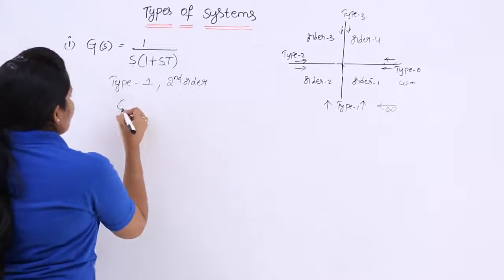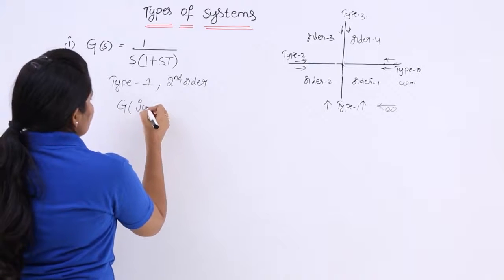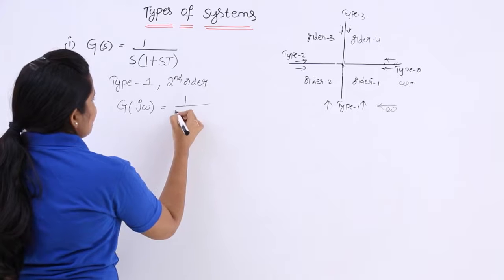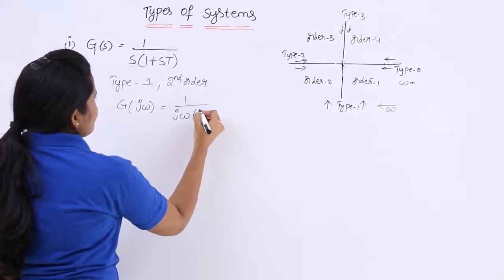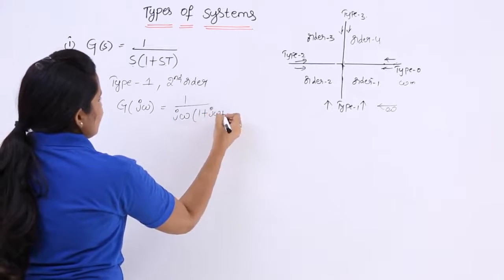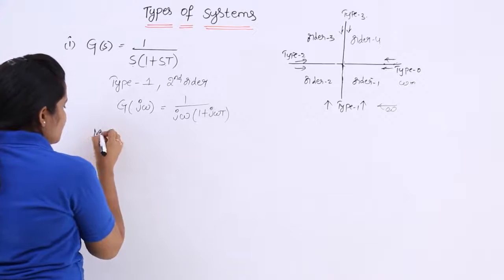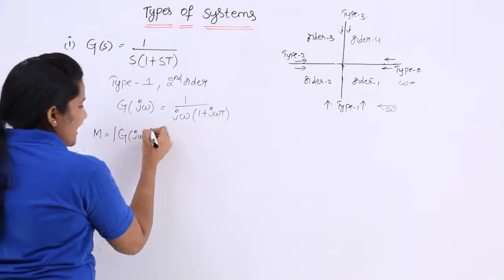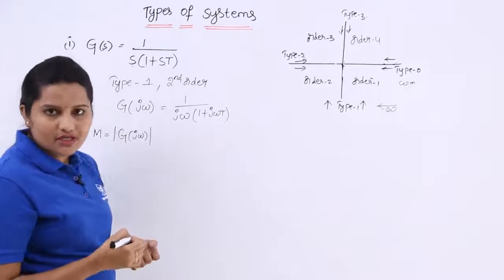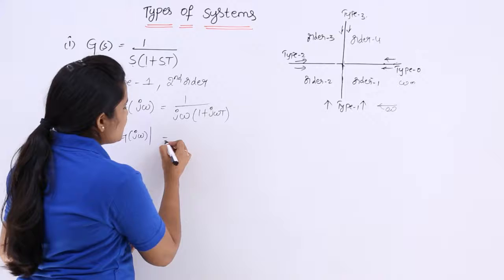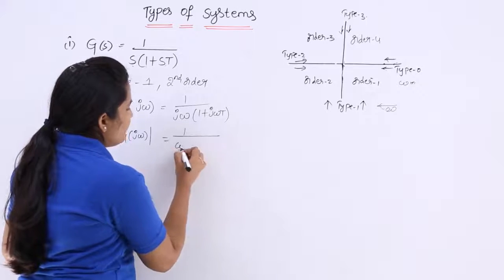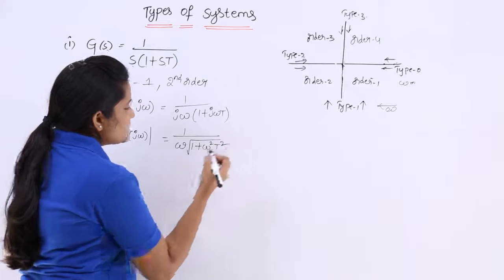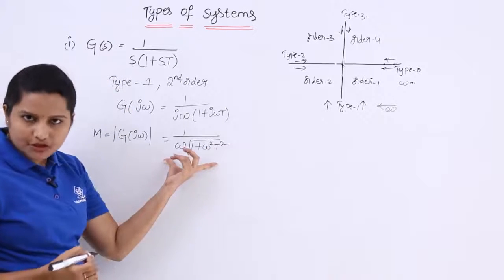For my purpose I am going to consider s equal to j omega, replacing s with frequency. So we have j omega into (1 + j omega T). Now, to find the magnitude, the modulus of G(j omega) is the formula to calculate the magnitude of any transfer function. This is equivalent to 1 / (omega times root of (1 + omega square T square)). This will be your magnitude.